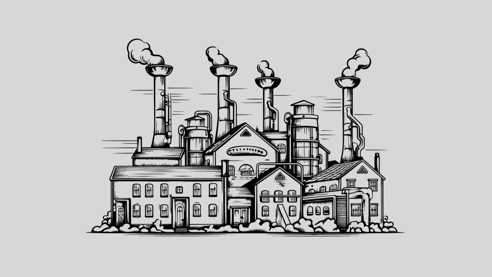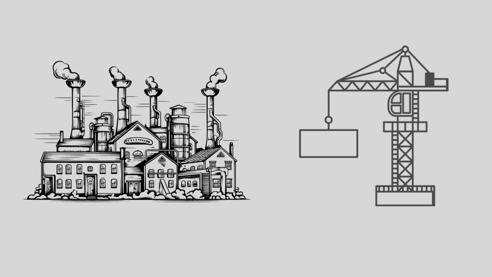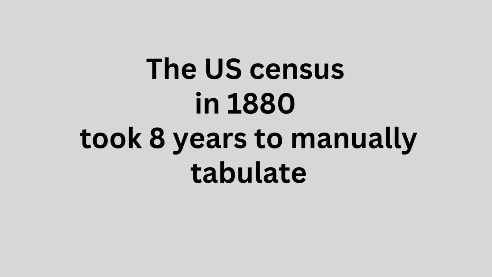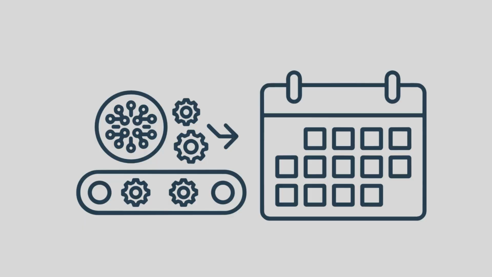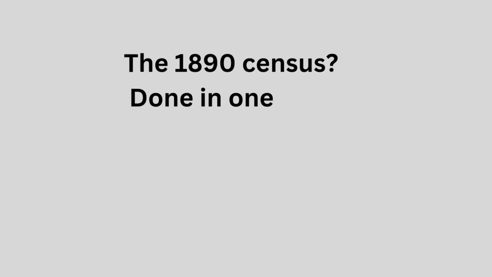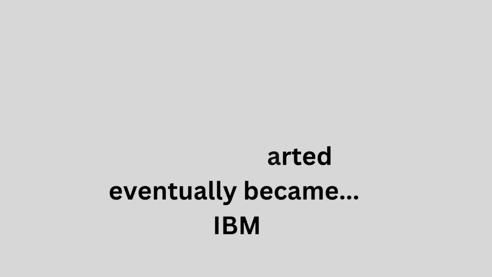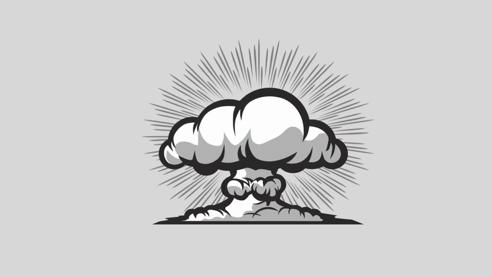Fast forward to the early 20th century. By this point, the world is getting more complex. Businesses are bigger. Governments need to process huge amounts of data. The U.S. Census in 1880 took 8 years to manually tabulate. 8 years. By the time the results were done, the data was almost outdated. So a guy named Herman Hollerith invented a punch card system to automate the tabulation. The 1890 census? Done in 1 year. That company Hollerith started eventually became IBM. Yeah, that IBM.